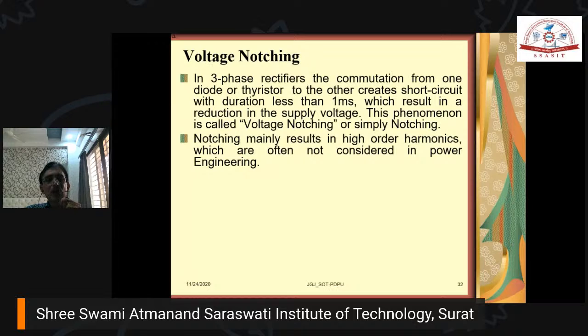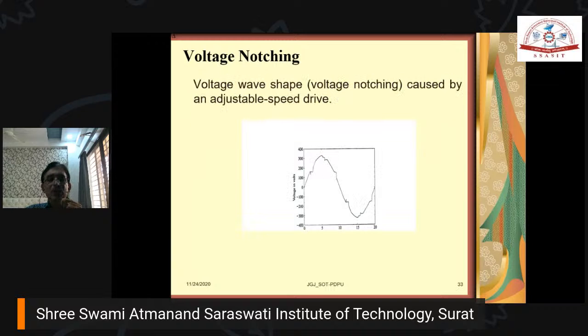So what is voltage notching? In three-phase rectifiers, the commutation from one diode or the thyristor, means switching operation, to the other creates what? Short circuit with a duration less than 1 millisecond, and which would result in what? Reduction in the supply voltage, called what? Voltage notching or notching, right? So you can see the example of the voltage notching caused by adjustable speed drives.